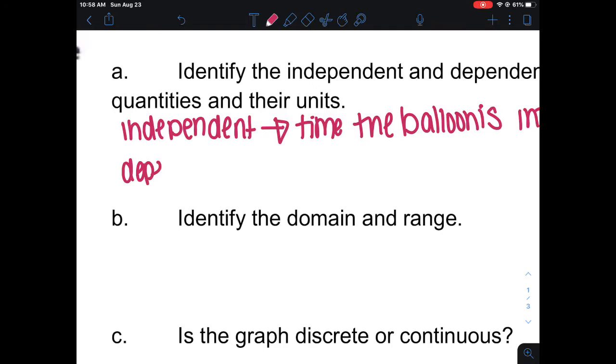And then for my dependent, I also want a nice, thorough, complete answer, just like we did for independent. So we're going to say height of the balloon from the ground, and what's the units? Feet.